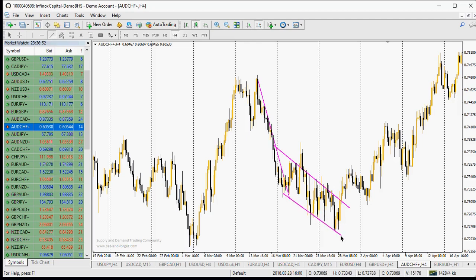This is a bearish descending wedge. Can you see that pattern? Once it broke out of this channel, you should know that the market has reversed. Once it breaks out of this channel, the market has reversed. This is a bearish descending wedge. That's an example.